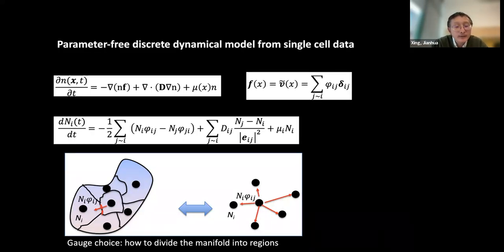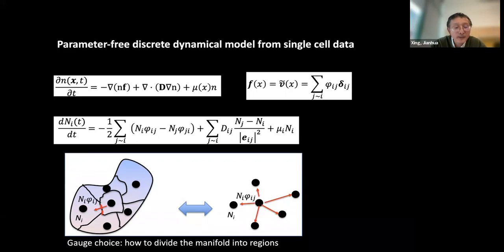Mathematically, it corresponds to this. You have your manifold in this space, right? You discretize your manifold into different regions. Each point represents a region, a volume in this manifold. Then each neighbor volume can exchange flux. That's what this tells us.